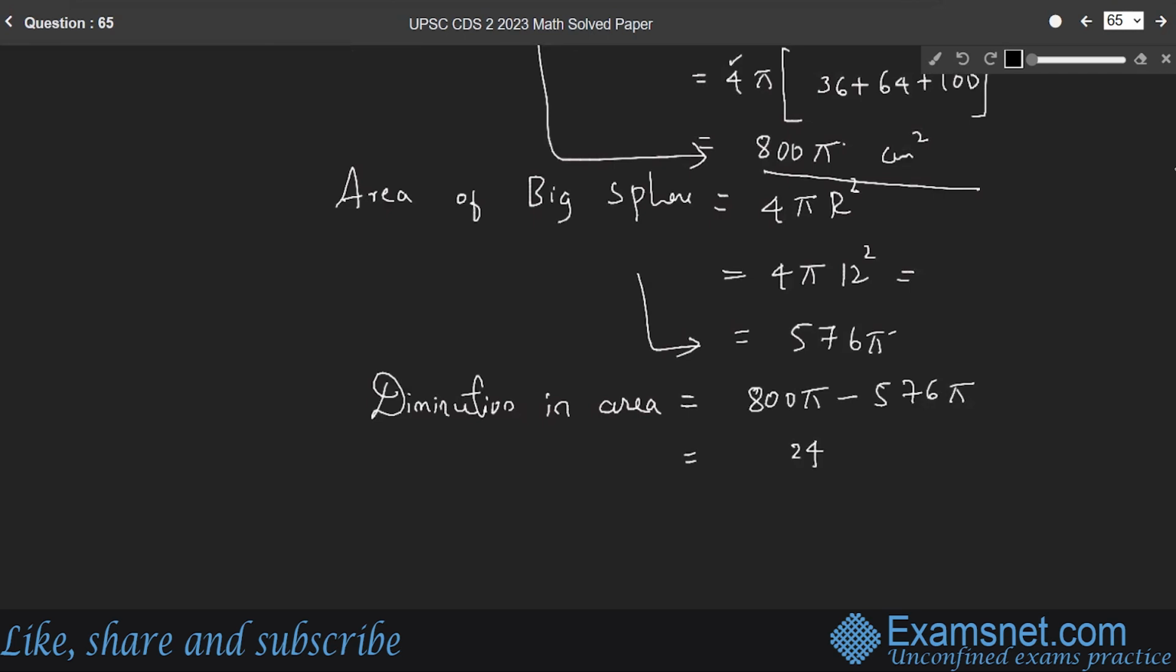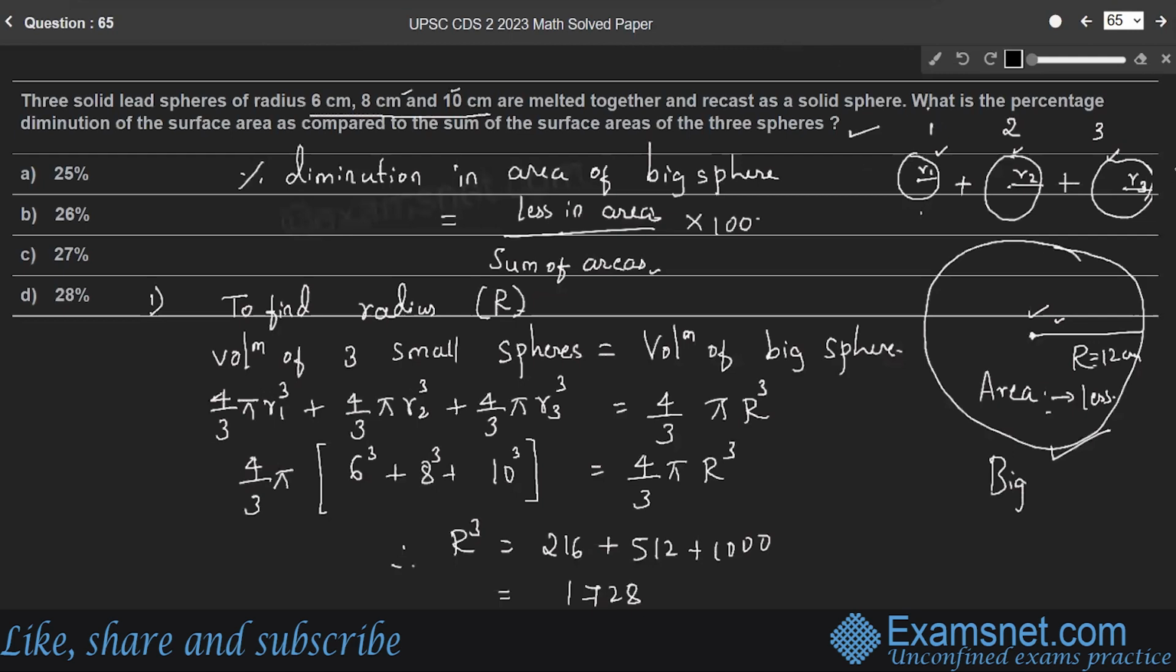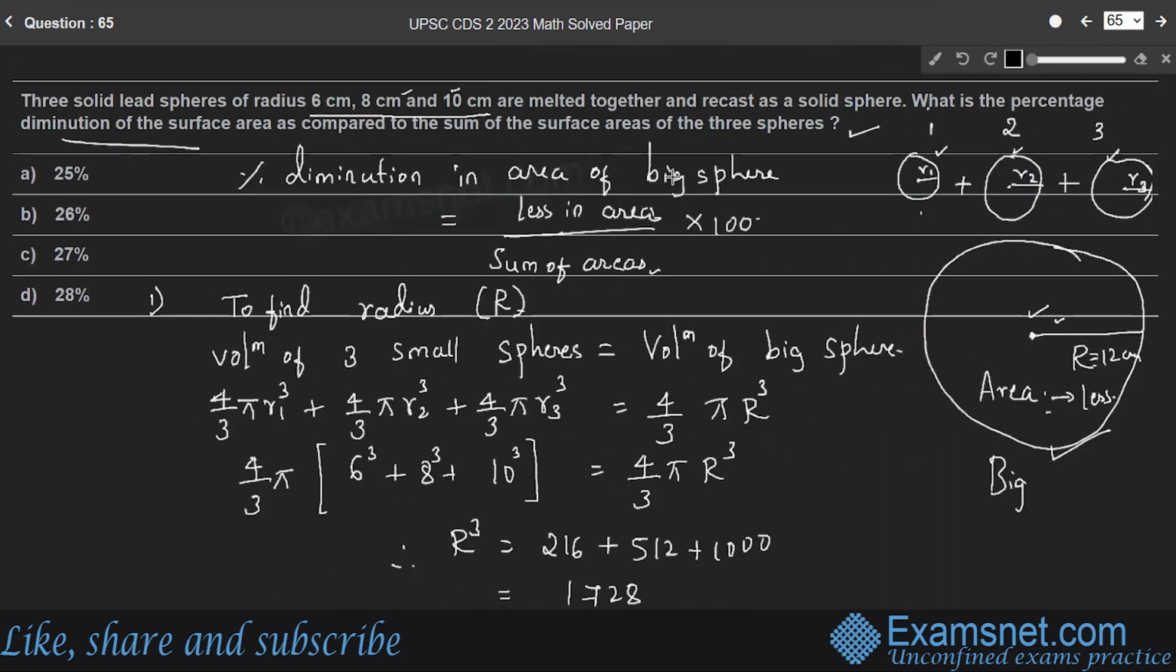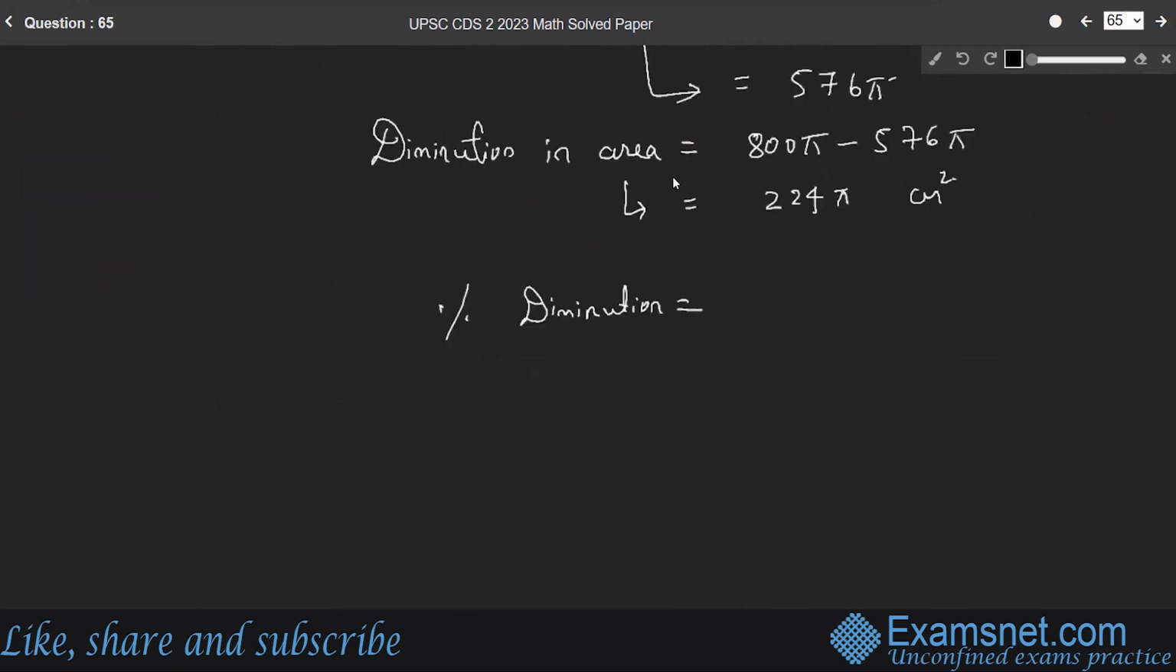Yes, 224 pi is the diminution in the area. There is a difference of 224 square units, right? So therefore, what is the percentage diminution in the surface area? Percentage diminution means for every 100, according to the formula, so less in area is, right? Less in area is how much?